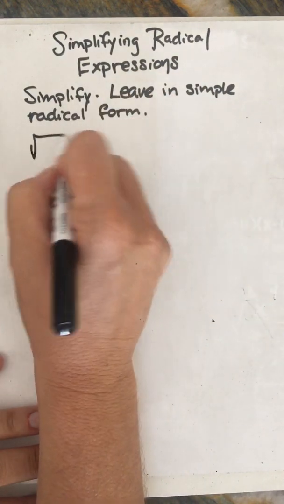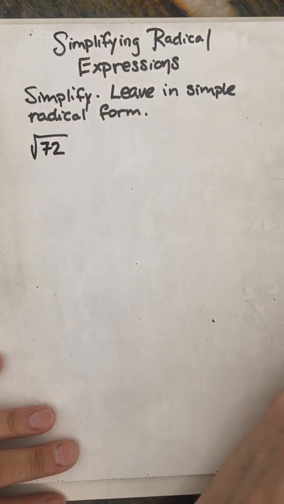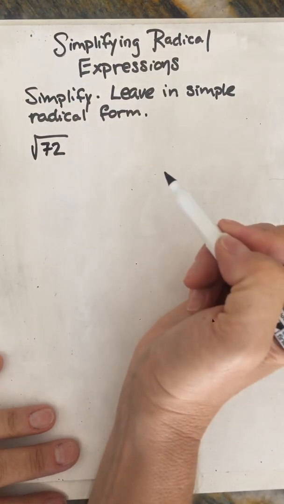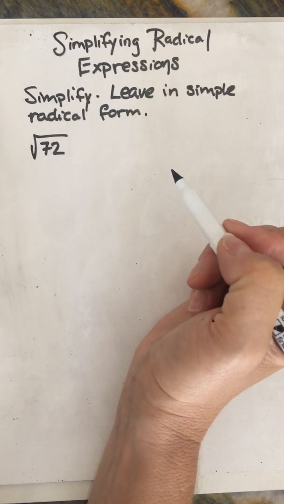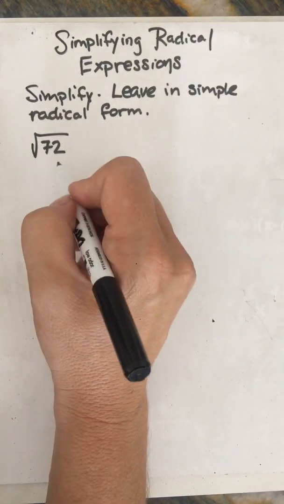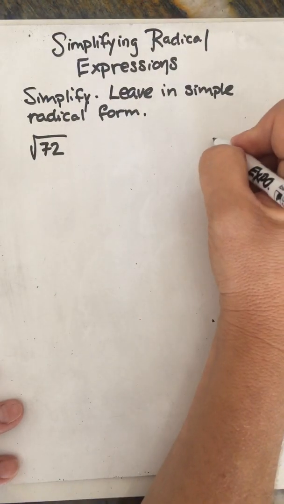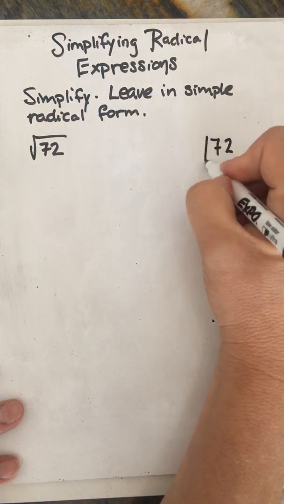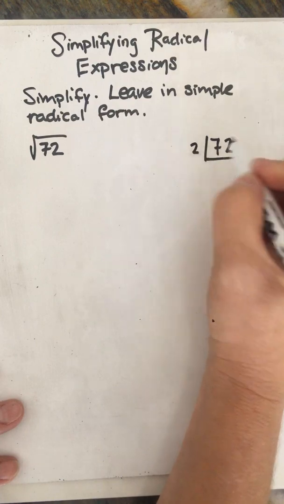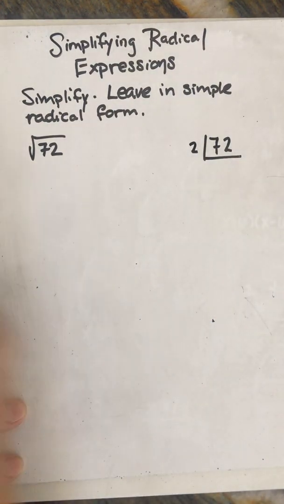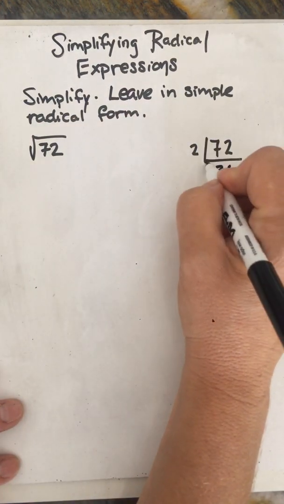So if you've got the square root of 72, you need to hunt for perfect squares in there. And if you're not sure what perfect squares exist in 72, make yourself a little factor tree and you will find them. So 72, well, 2 goes into 72, right? 2 goes into 72 36 times. Oh, hey, there's a perfect square.